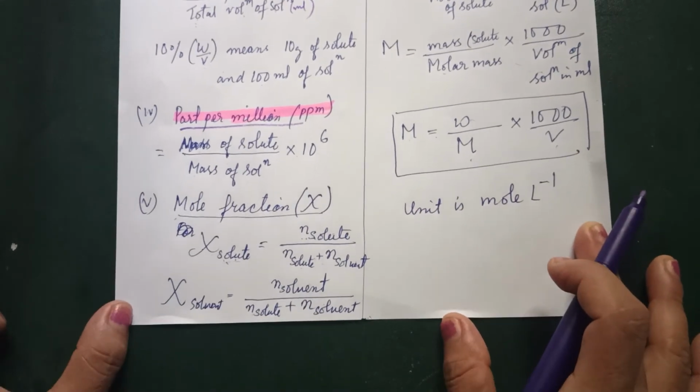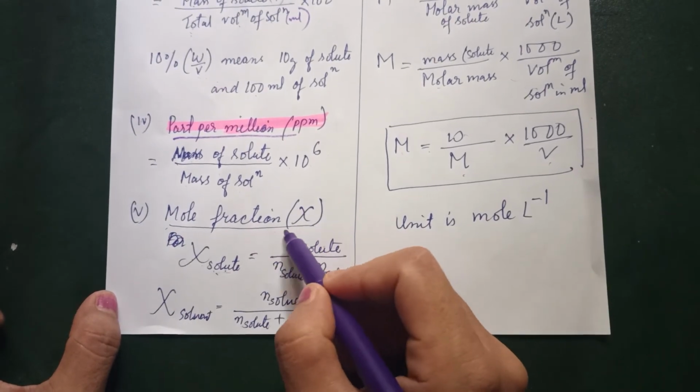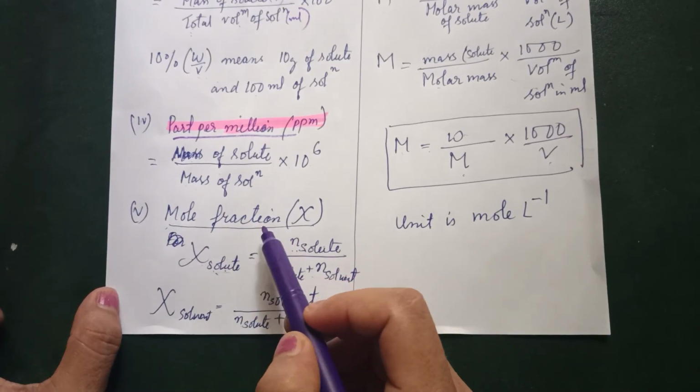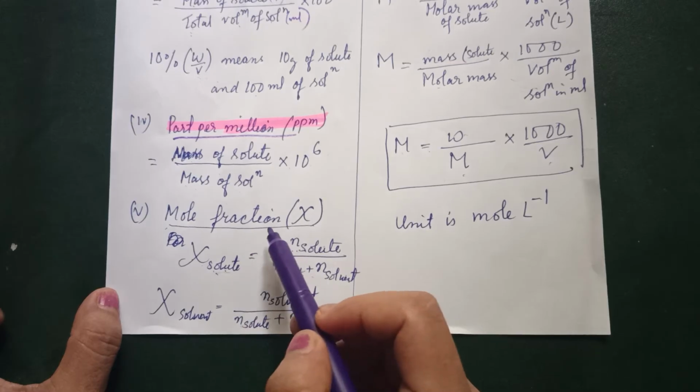Now we are going to calculate the mole fraction. Mole fraction is denoted by the symbol chi. See, we have a binary solution, we have two components, and let's consider A and B.